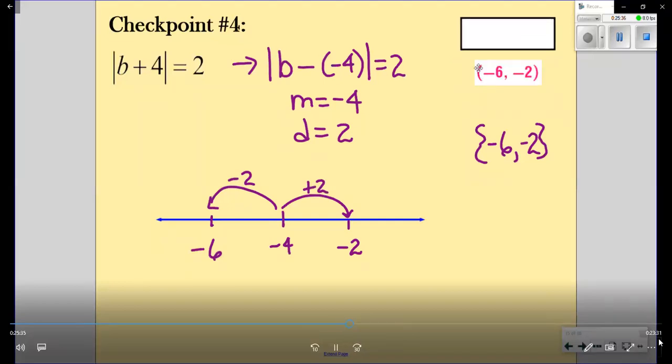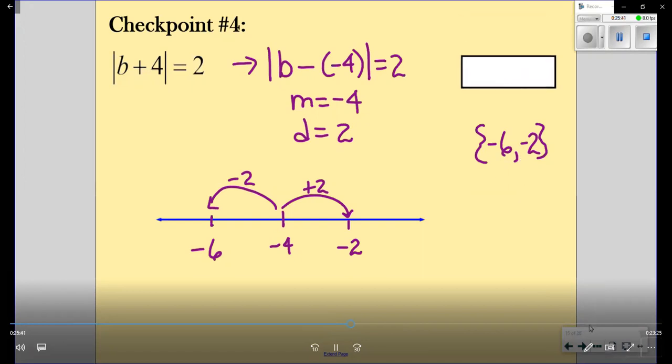This is not the right symbol. It should be this one. So I'm going to cover this one up. That way you know that's the answer.